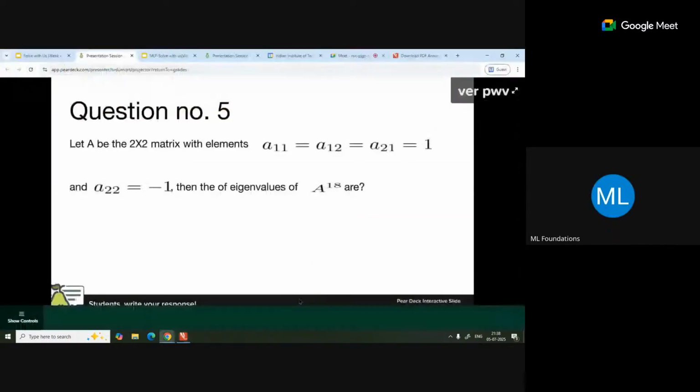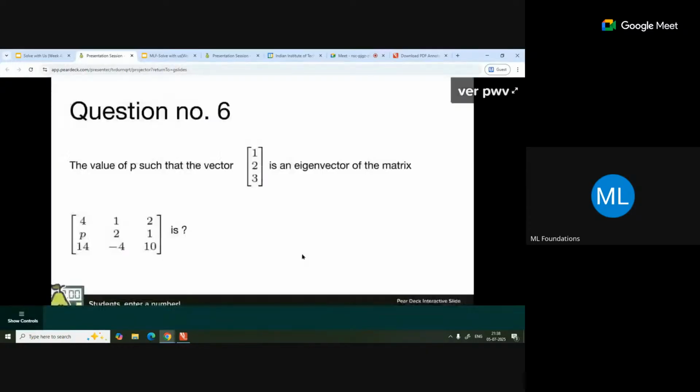Okay, maybe I'll do one question and we'll stop. The value of p such that the vector 1, 2, 3 is an eigenvector of the matrix 4 1 2, p 2 minus 1. How will you solve this question? I think there is no shortcut to this. The value of p such that the vector is an eigenvector of the matrix.